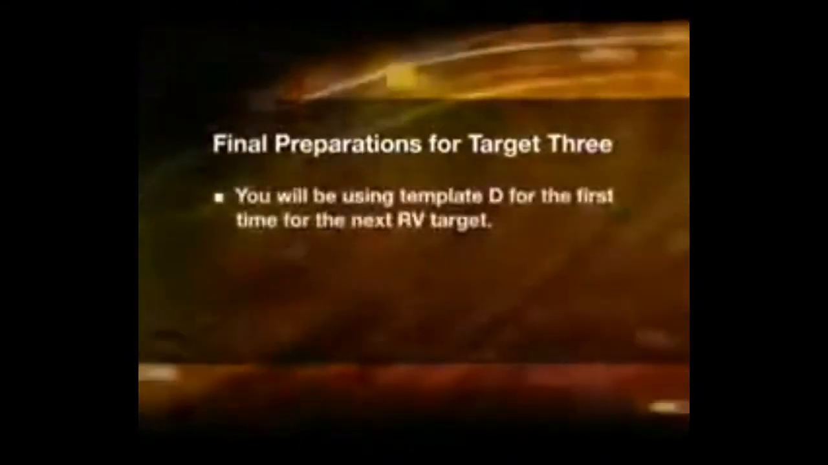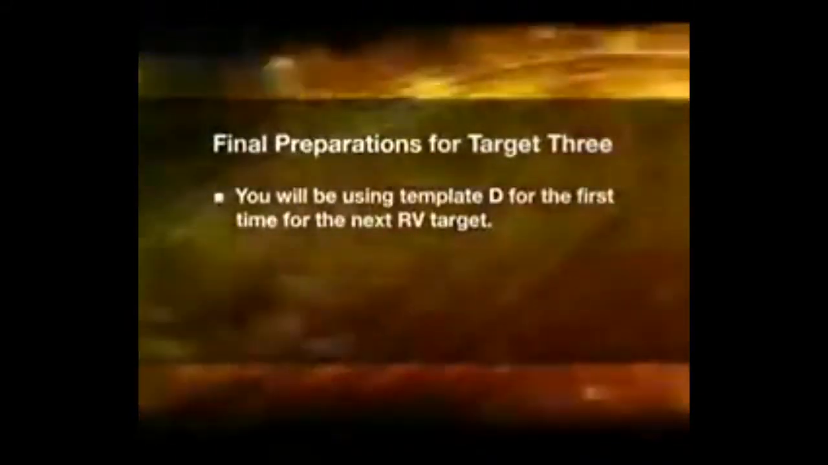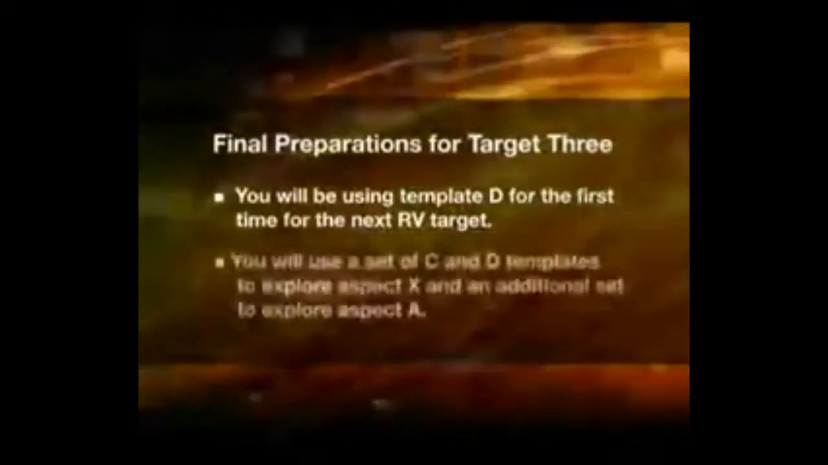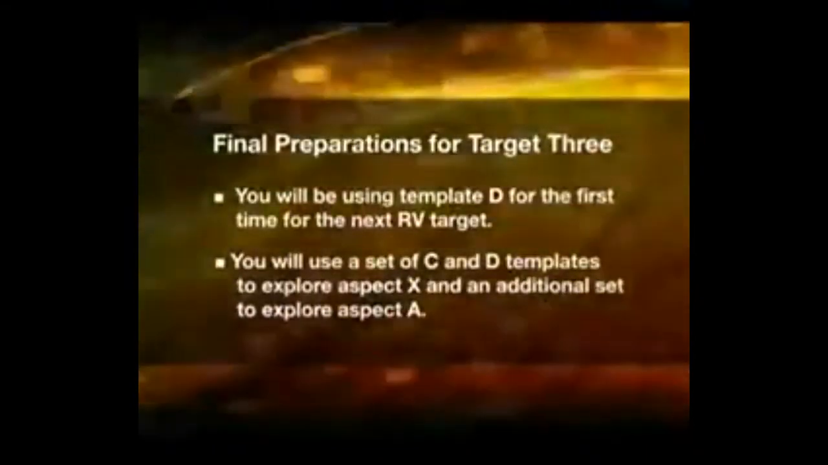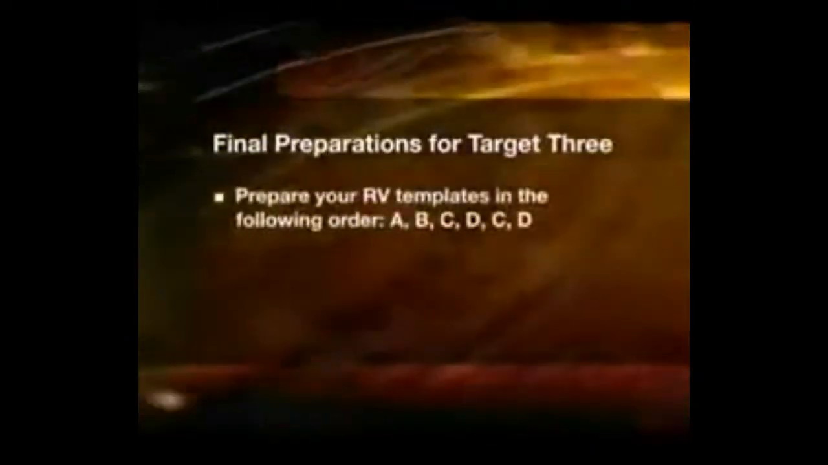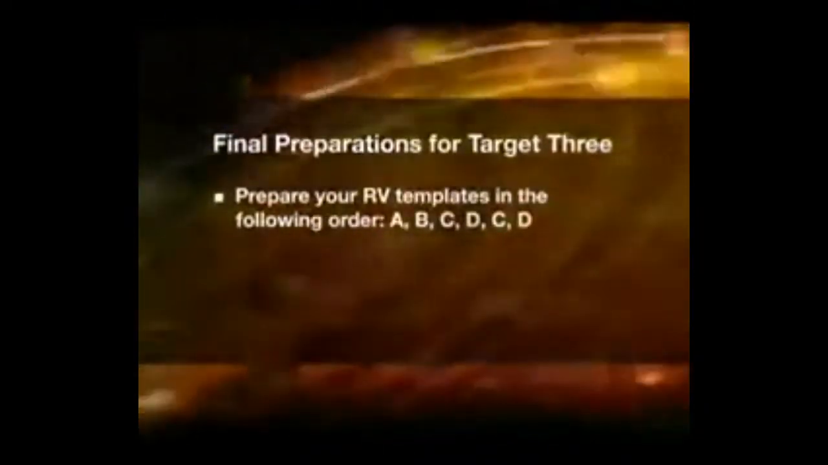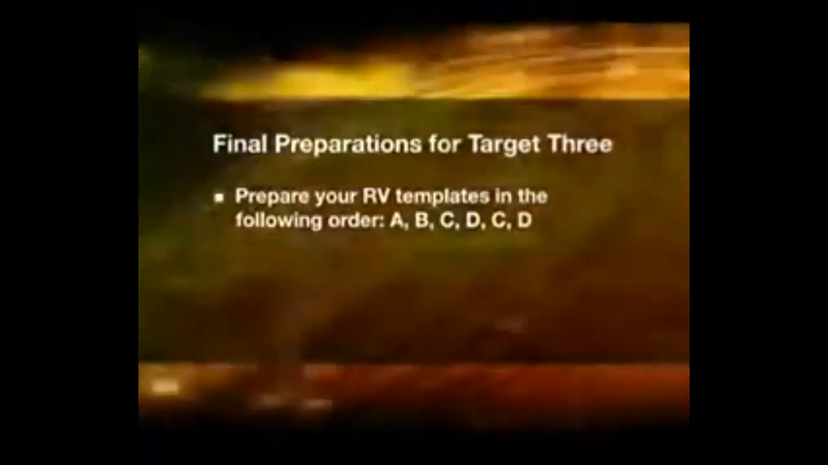You are now ready to begin Target 3. In this session, you will create an S3 freehand sketch of the site, labeling the key aspects. You will then explore Aspect X and Aspect A through Stage 4 of each. This target requires that you have templates A and B, followed by 2 sets of templates C and D. The order of your templates should be A, B, CD, CD. Label the first CD set for aspect X, and label the second CD set for aspect A.